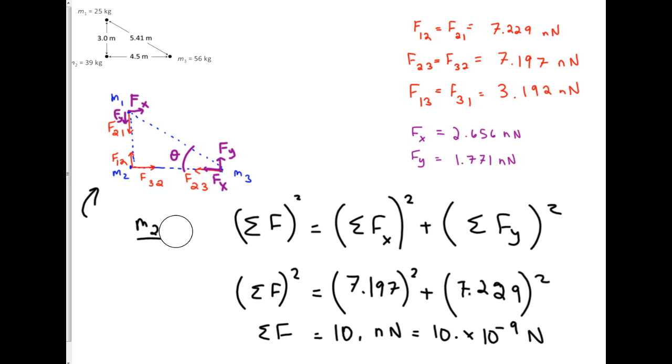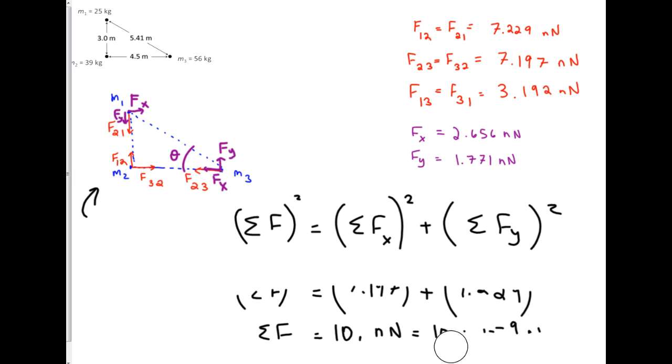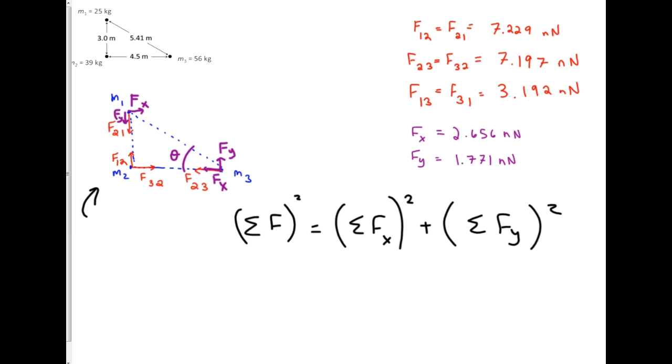Now let's do M3. I can leave the same equation, no need to write it again. M3, here we go, last one. The sum of the forces squared, the net force, is the net x force squared plus the net y force squared. So what are all the x forces I have to add up here? I'm going to add up F23 and Fx.